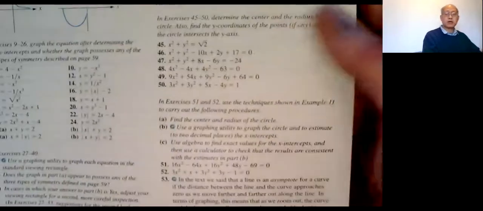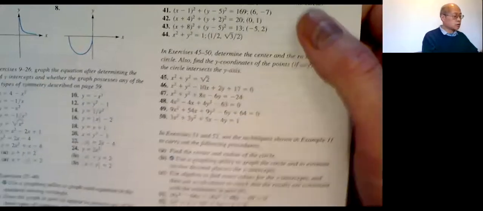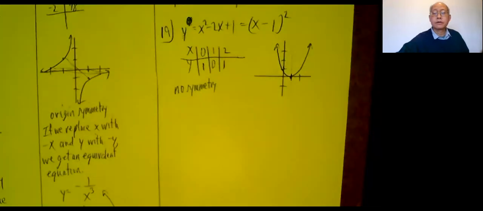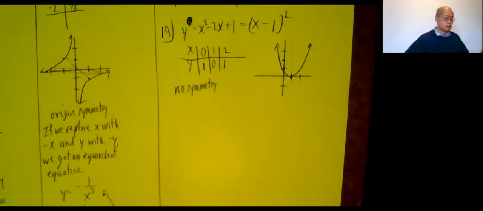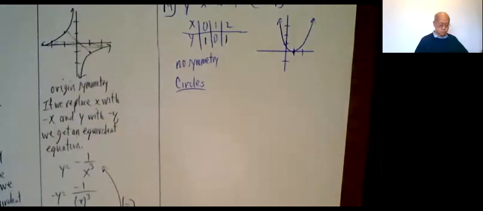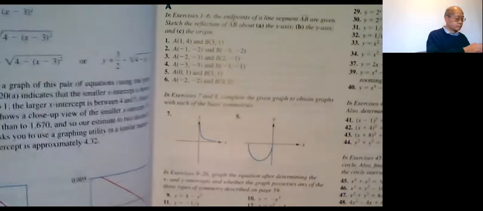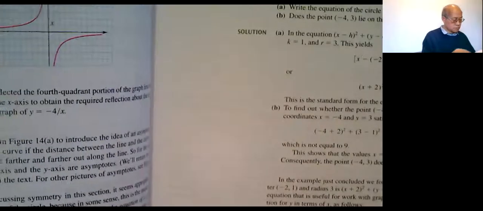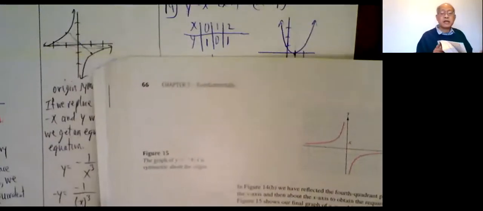Okay, now I was going to show you 41 to 49, which deals with circles. Okay, let me check the chat. Somebody has something in the chat. Let's see, got it. Okay, so I think we're good. So now we're doing circles. Page 66.